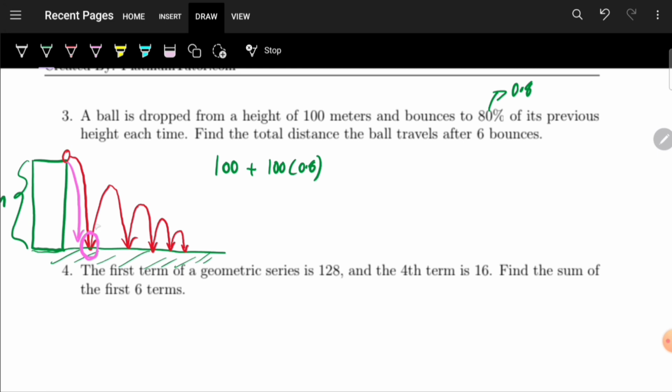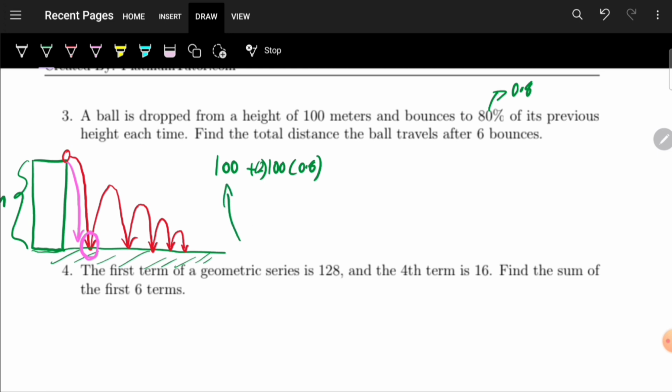Okay, so that represents this distance going up, bouncing back up to 80% of the original height. And then the ball's going to fall back down the exact same distance, right? If the ball goes up to a certain height, it's going to fall down the exact same height. So let's erase this green thing. There we go. Because it falls down the exact same height, I'm just going to multiply this number by 2, right? It goes up and comes down, so multiply by 2.